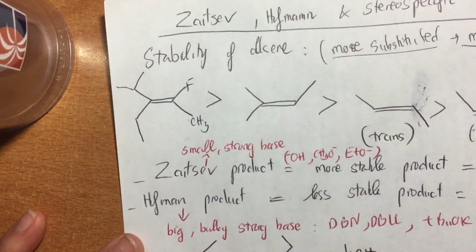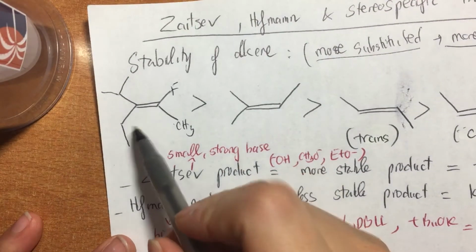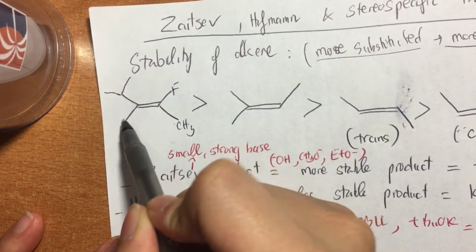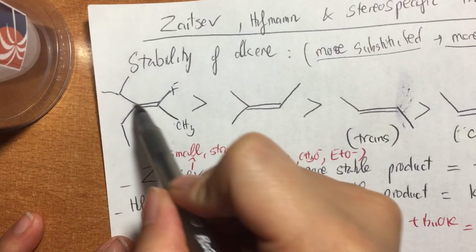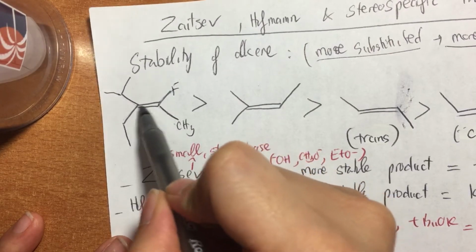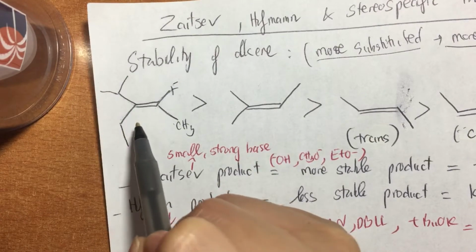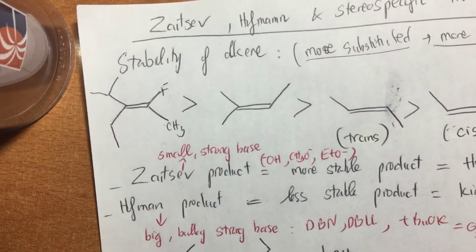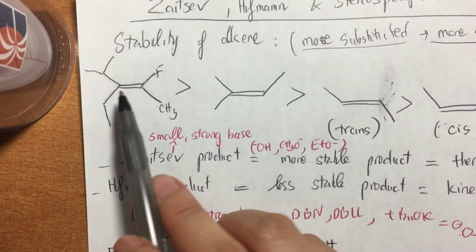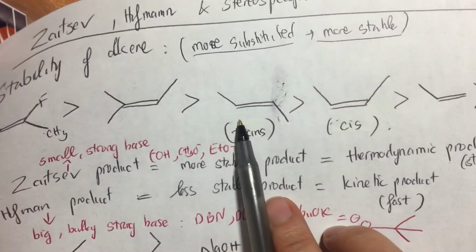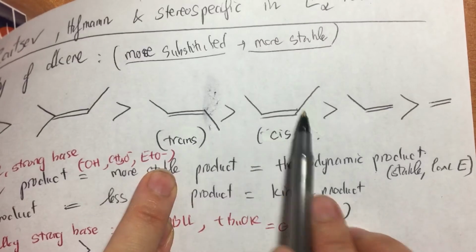Then this is called tetra substituted. Why do we call it tetra substituted? Remember, tetra means 4. So we have 1, 2, 3, and 4 branches going from the double bond. So we call this the tetra substituted alkene. The tetra substituted will be more stable than tri substituted and more stable than bisubstituted.